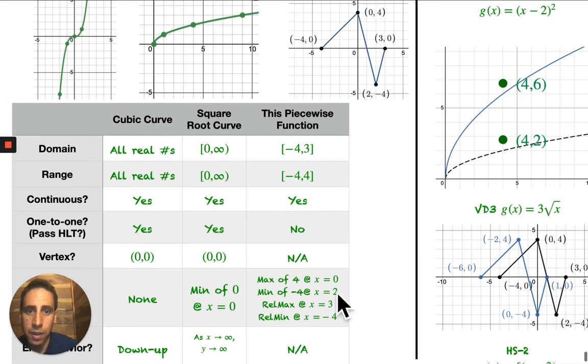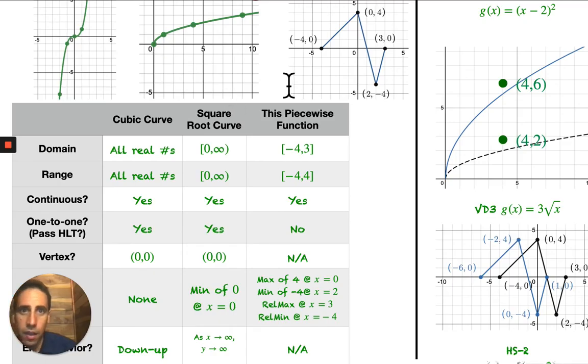The extrema, yeah. It has a minimum of -4 here. The minimum value on the table is here. The lowest point on the graph is here. And where is that? When x is equal to 2. It has a relative maximum of 0 here, and that's when x is equal to 3. And a relative minimum of 0 when x is equal to -4.